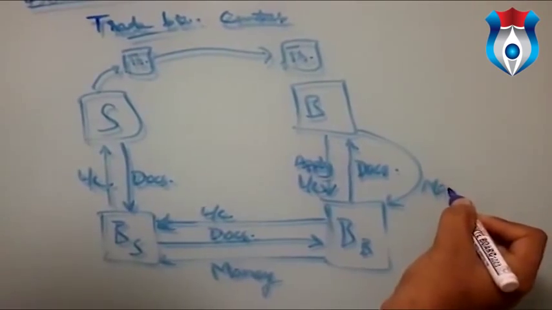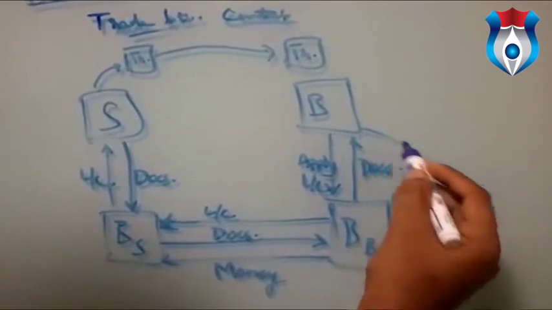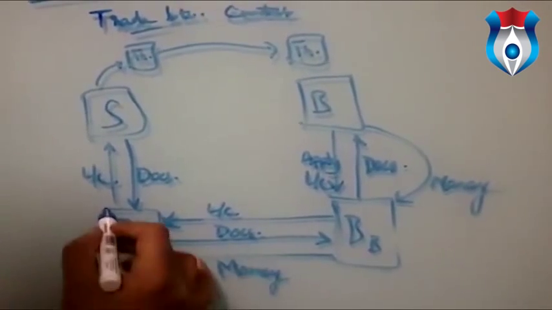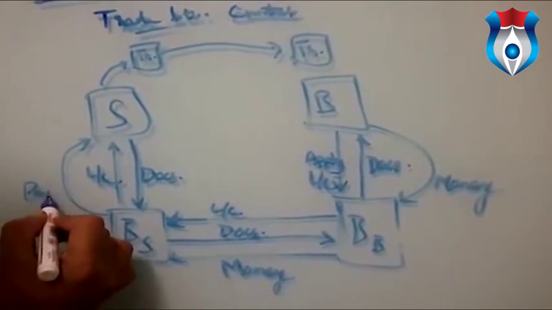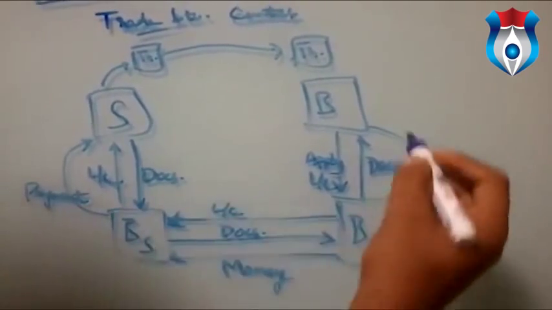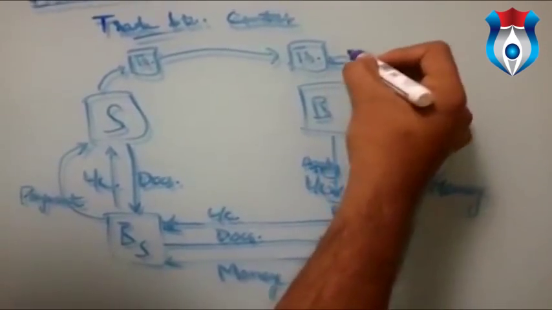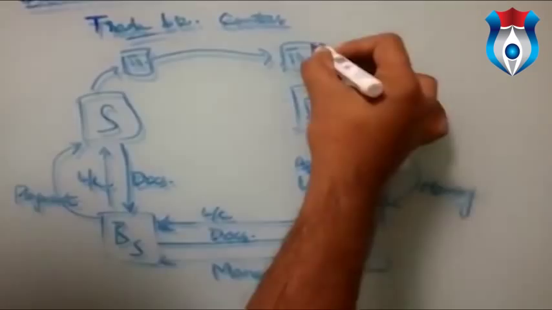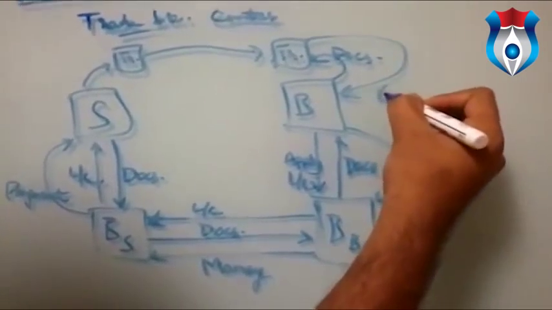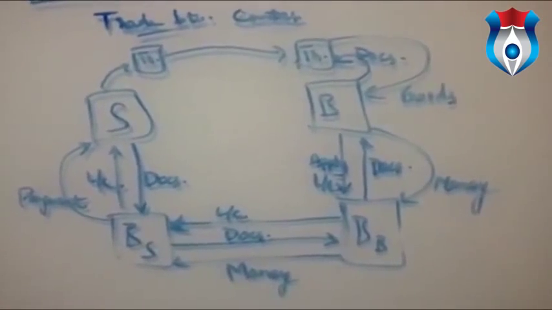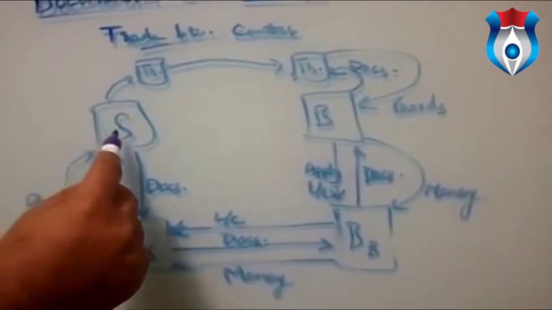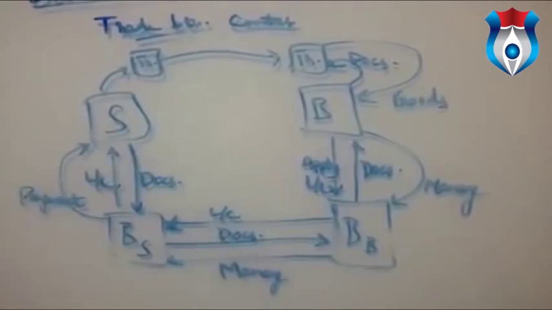against money again. So the money cycle is complete here. It's coming to the seller side bank, who makes the payment to the seller. And he uses these documents, takes delivery of the goods. So now this is how the risk is being eradicated in this whole process. It's complete. Now the goods reached the buyer, the money reached the seller.